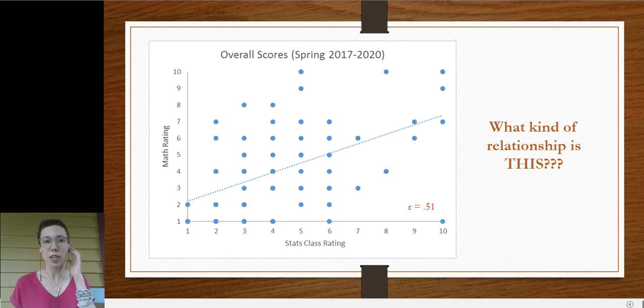So in this situation, what do you think is the independent versus dependent variable? If you had to make a guess, which do you think would be the independent, which do you think would be the dependent? So again, math rating was on a scale of 1 to 10. How do you feel about math? Hate it, love it. Stats class rating was on a scale of 1 to 10. How do you feel about being in the stats class? Panicked, stoked.